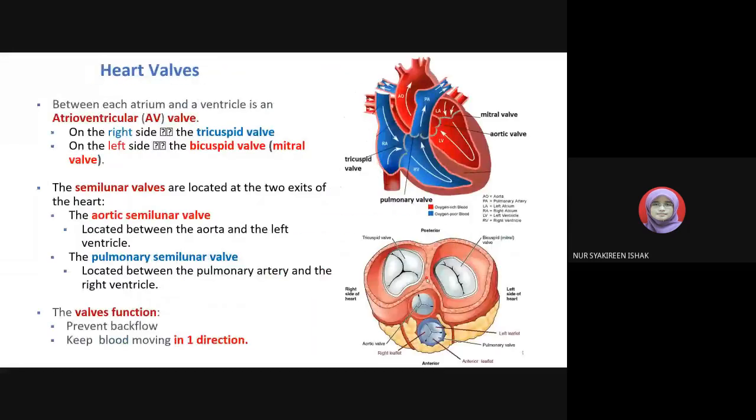This is a cross section lah of how the valves look. Right side you have the tricuspid valve, left side you have the bicuspid valve, or mitral valve. Tapi nama yang mudah nak ingat adalah atrioventricular valve. Here you have the aortic semilunar valve. Here is the pulmonary semilunar valve. Okay, this is a cross section.